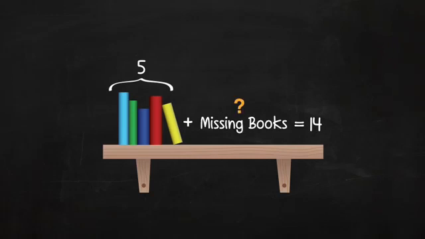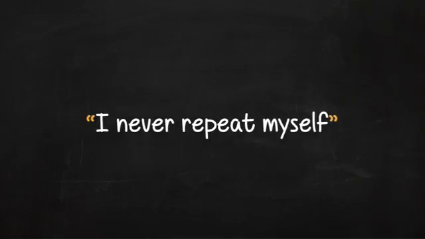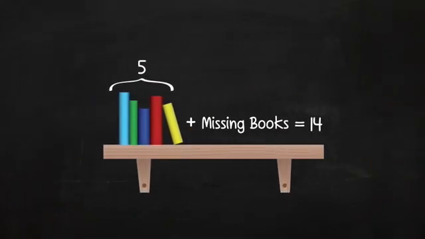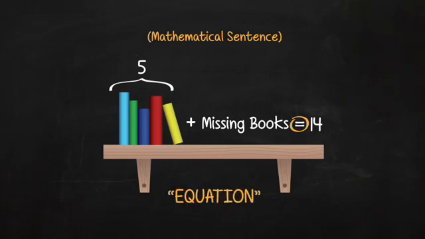Wait a minute. This could be written as a math problem. As I said before, I never repeat myself. So, pay attention. Yes, this looks like a math problem to me. An equation to be exact. The equal sign gives it away. When you have a mathematical sentence with an equal sign, you are dealing with an equation.